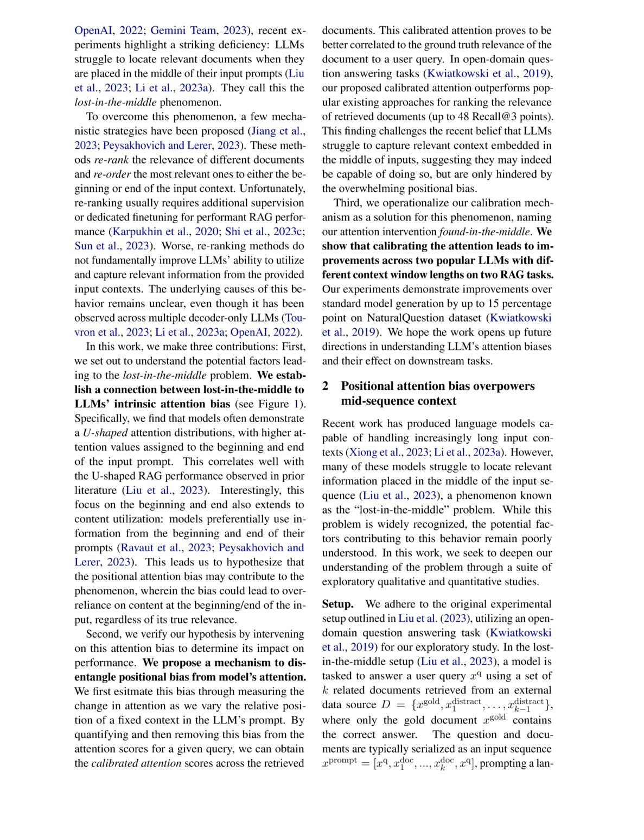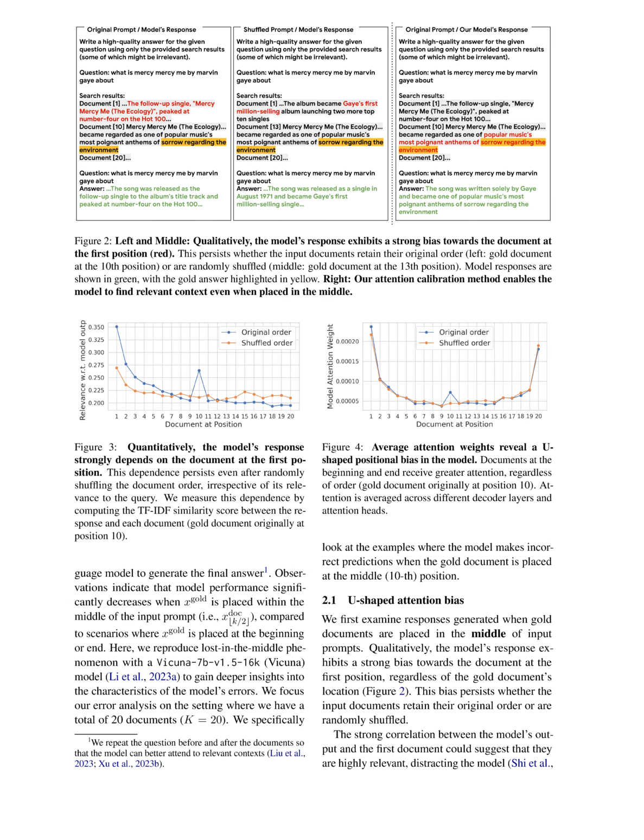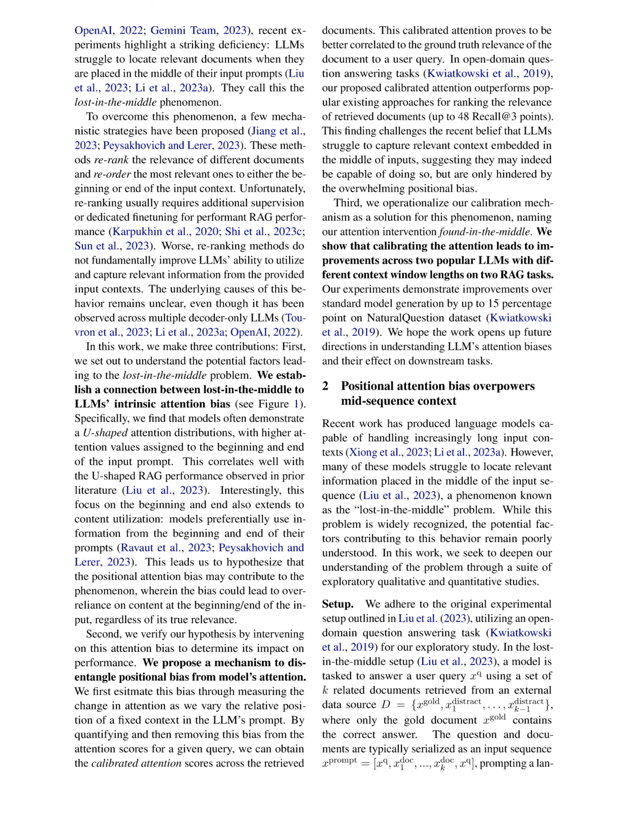The proposed attention calibration mechanism works in mitigating the positional attention bias by disentangling the bias from the model's attention and allowing the model to focus on relevant contexts based on their true relevance rather than their position within the input prompt. The process involves several steps. 1. Estimating the bias. The mechanism first estimates the positional bias by measuring the change in attention as the relative position of a fixed context in the LLM's prompt varies. This bias is quantified and then removed from the attention scores for a given query.